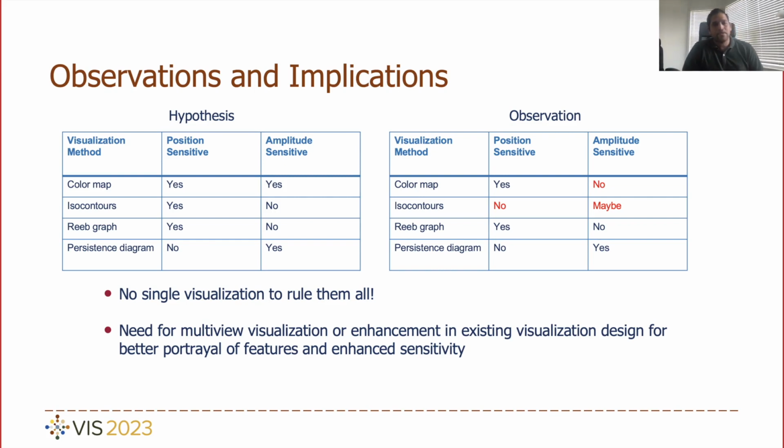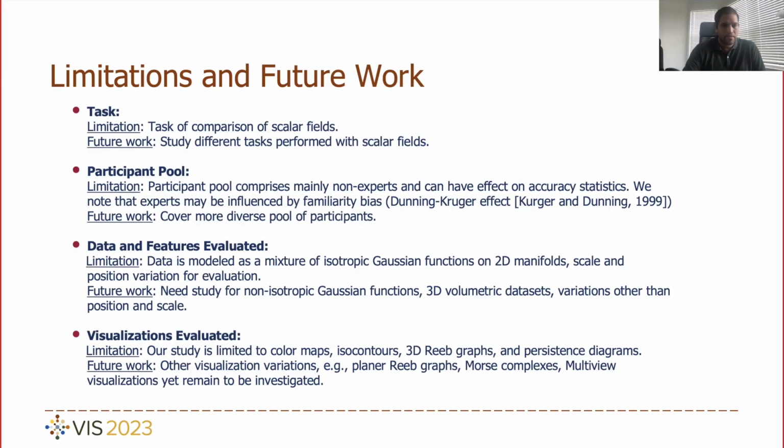Thus, the main finding of our study is that there is no single visualization to rule them all, or in other words, no single visualization type can convey both position and amplitude variation effectively. This necessitates investigating the need for multi-view visualizations to combine more than one visualization type and enhancing existing visualization design for better portrayal of features and enhanced sensitivity.